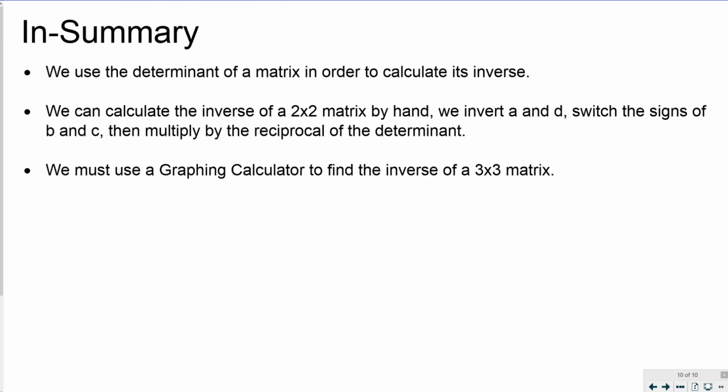So, in summary, guys, we're going to use that determinant that we were working on of a matrix in order to calculate its inverse. We can calculate the inverse of a 2x2 matrix pretty quickly by hand. You invert A and D and switch the signs of B and C, then multiply that by the reciprocal of the determinant. And then we have to use our graphing calculator in order to find the inverse of a 3x3 matrix.